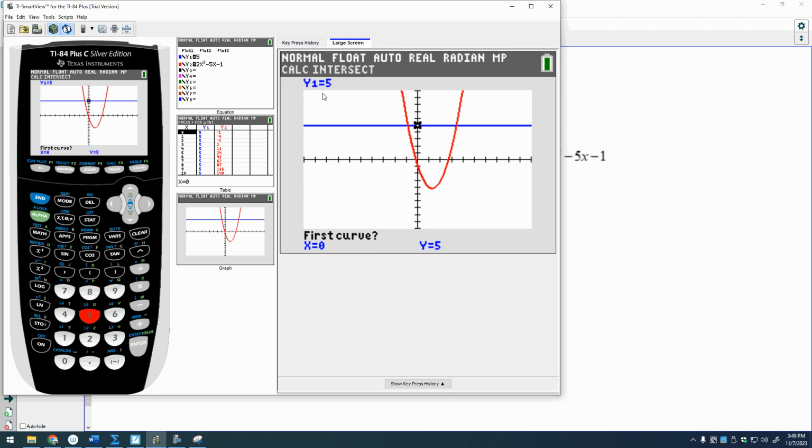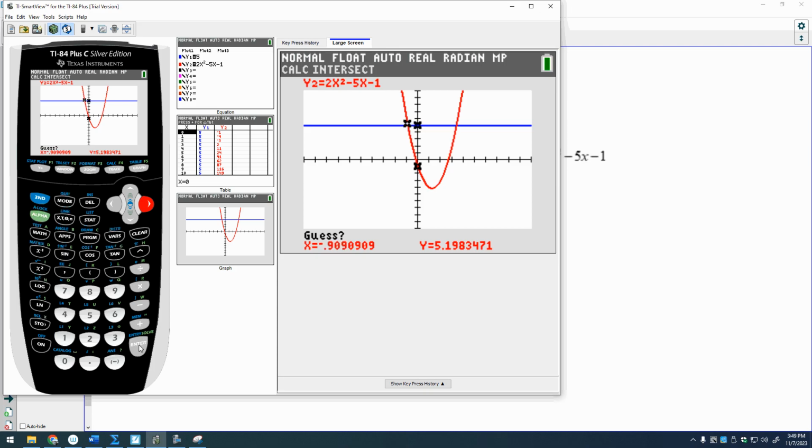First curve? Is this y1 the first curve? Yes. Hit enter. Is this y2 the second curve? Yes. Hit enter. Make a guess. Why do I need to make a guess? So that the calculator knows which one you want it to find, and it uses your guess in the algorithm to find the solution. Just get it close. The closer you get it, the faster you'll get the solution, but it's really not that big a deal. Just get it close.